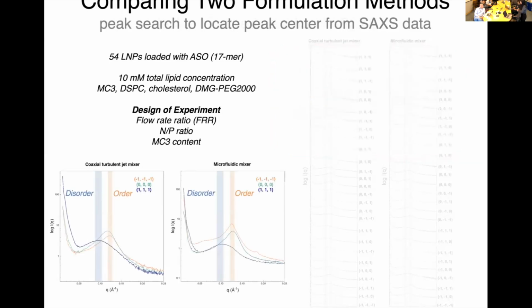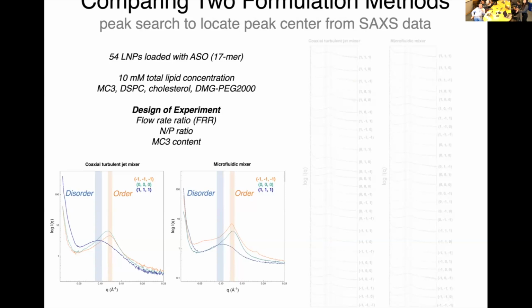So I did a very simple analysis for this paper where I was mainly just interested in looking at peak center coming from the scattering profiles. So I identified two different regions, one being the disorder region at the left, highlighted in blue, and then the order region being in orange, a little more to the right. And you can see that with the order region, the peaks tend to be a little sharper, less broad compared to the disorder region on the left.